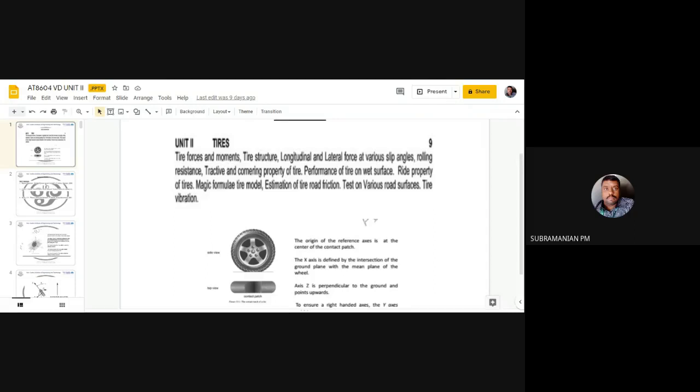Then we are going to discuss ride property of the tire, how the tire will be influencing my vehicle ride. Okay. Then we'll be discussing the important formula in the tire, that is called the magic formula tire model. What do you mean by magic formula tire model? The same formula can be adapted for all possible combinations. That is, if I have one set of inputs, corresponding outputs will be obtained. If I have another set of inputs, for that corresponding outputs will be obtained. There is no need to go for a separate formula.